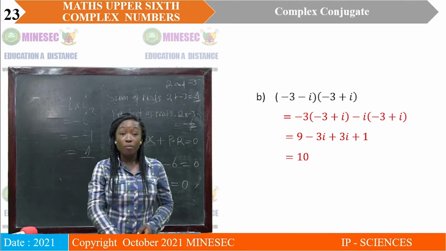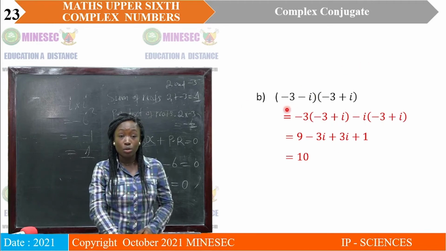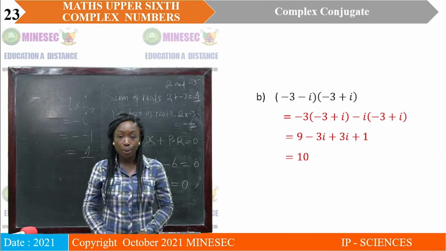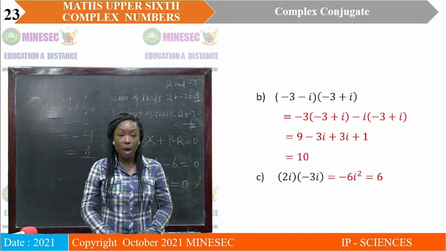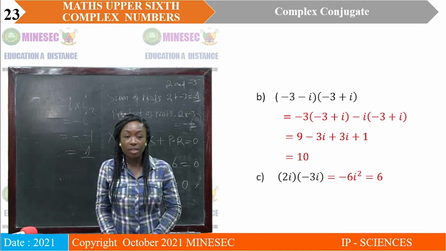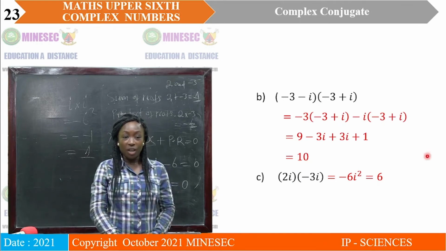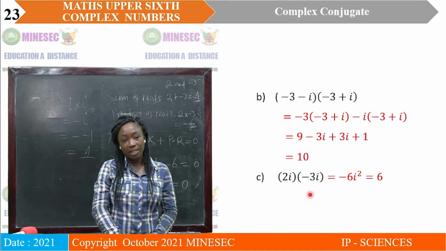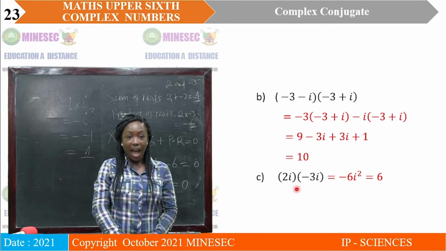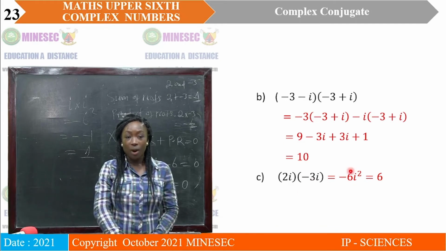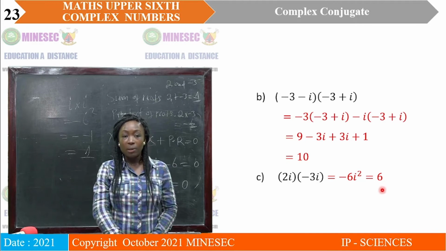Again, we have multiplied these two complex numbers, and it is giving us a real number. The last one we have, 2i times negative 3i, we simply just multiply the coefficients. 2 times 3 gives 6, and we have a negative there, because positive times negative gives negative. i times i gives i squared, which gives us 6.